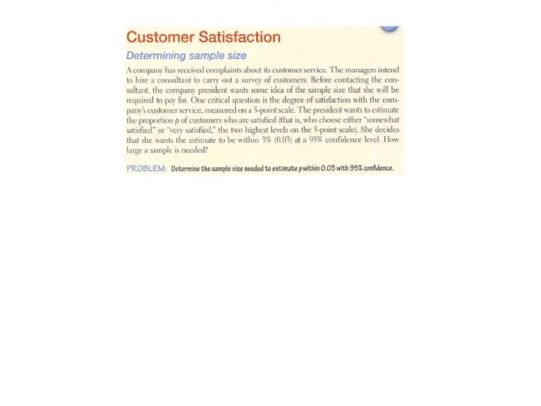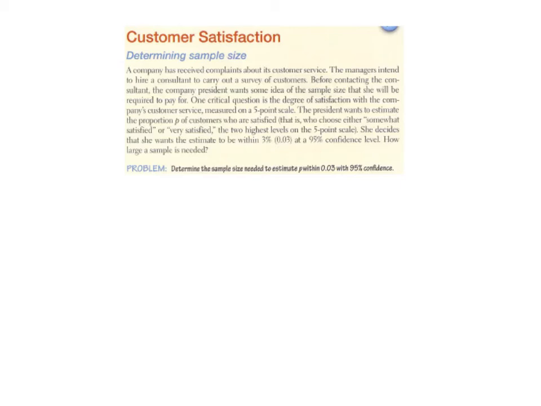Okay, so in this example, a company has received complaints about its customer service. The managers intend to hire a consultant to carry out a survey of customers. Before contacting the consultant, the company president wants some idea of the sample size that she will be required to pay for. One critical question is the degree of satisfaction with the company's customer service, measured on a 5-point scale. The president wants to estimate the proportion, P, of customers who are satisfied, that is, who chose either somewhat satisfied or very satisfied, the two highest levels on the 5-point scale.